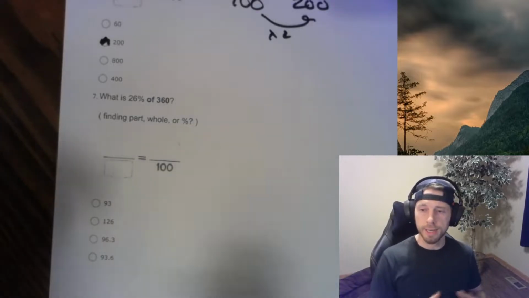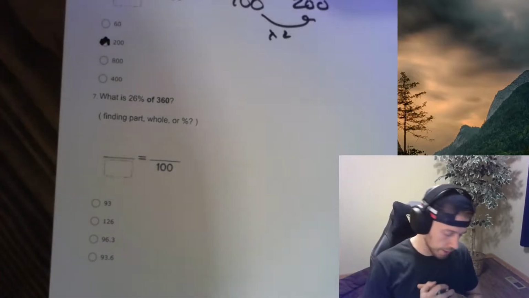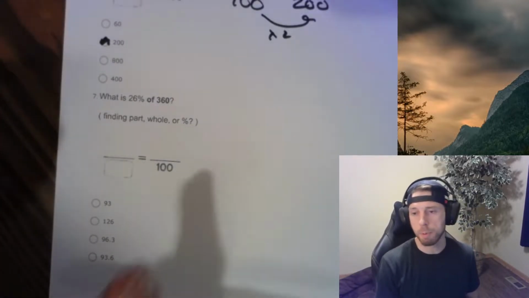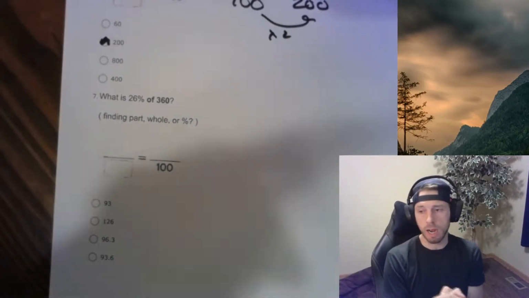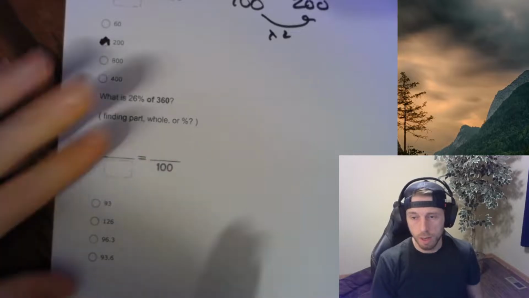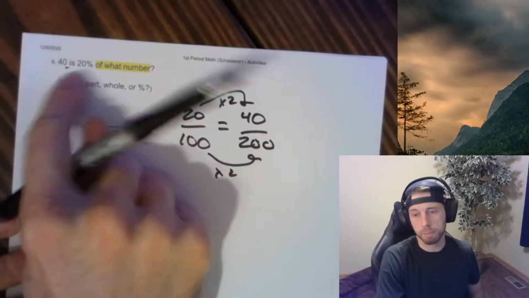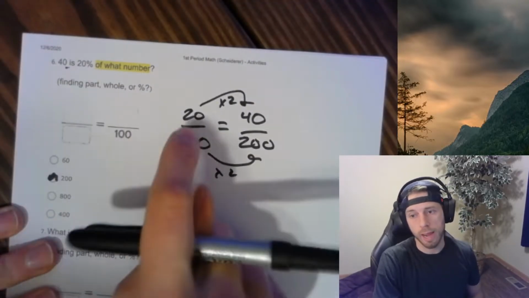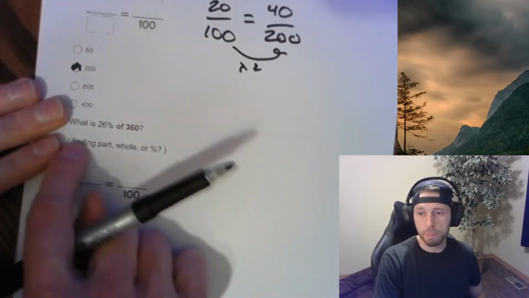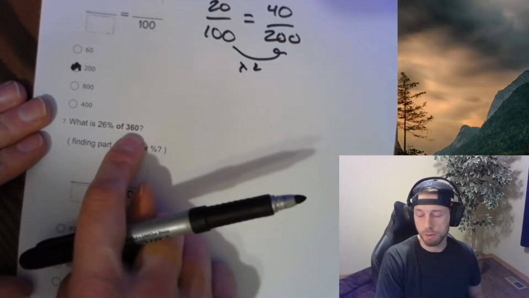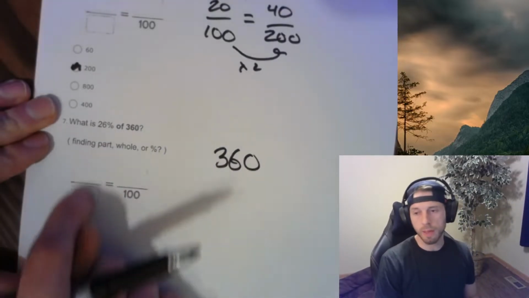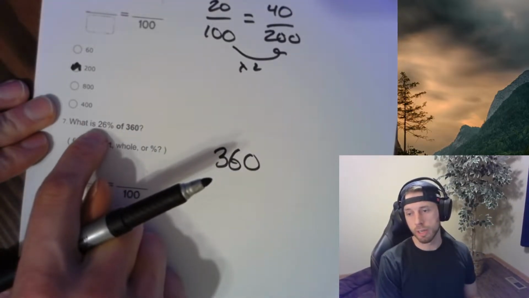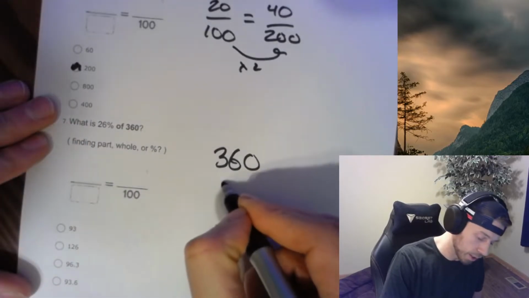Number 7, what is 26% of 360? Now, we have a proportion set up on here, but guys, I'm going to default every single time I have to find percent of a number. Unlike this one up here where we already know the percent, if you're finding percent of a number, if I say what is 26% of 360, boom, right off the bat, I'm multiplying those two together. Just make sure you turn that into a decimal, right? That's 0.26.